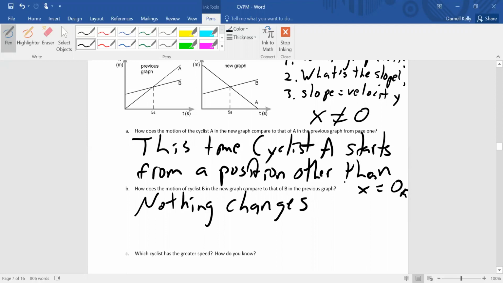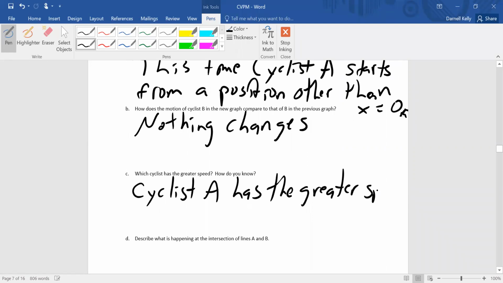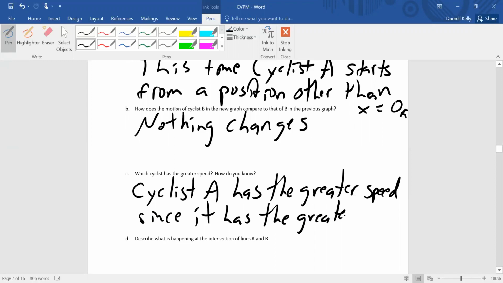In this case, it's going towards the west, though. It's starting in the easterly domain, but it's going backwards. Let's say it starts at 20 and goes all the way down to the origin. It can cross the origin and go to the west. So cyclist A has the greater speed, since it has the greater slope, even though it's negative.